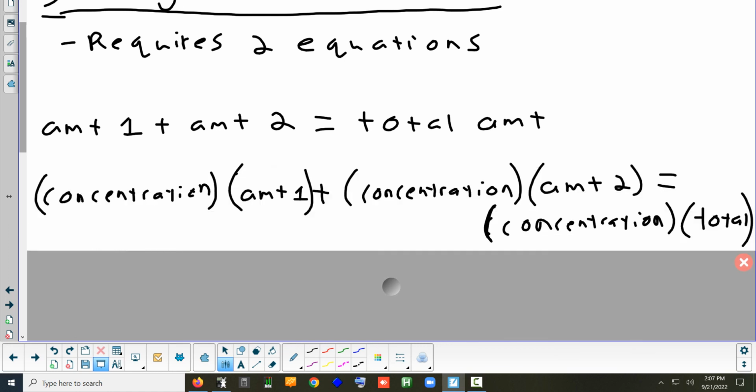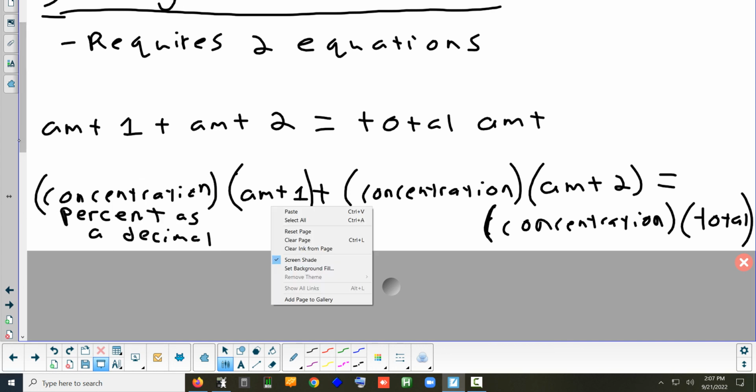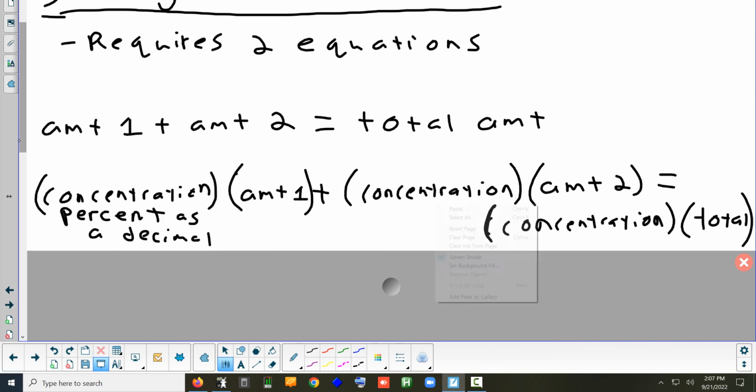And the second equation you set up is 3 pairs. And each pair is concentration times amount. And just to be clear on that, that's the concentration percent as a decimal. I'm not going to write that every time, but that's what concentration is. So 12% would be 0.12. So you're going to have a concentration times how much you use from your first solution, plus a concentration times how much you use of your second solution.